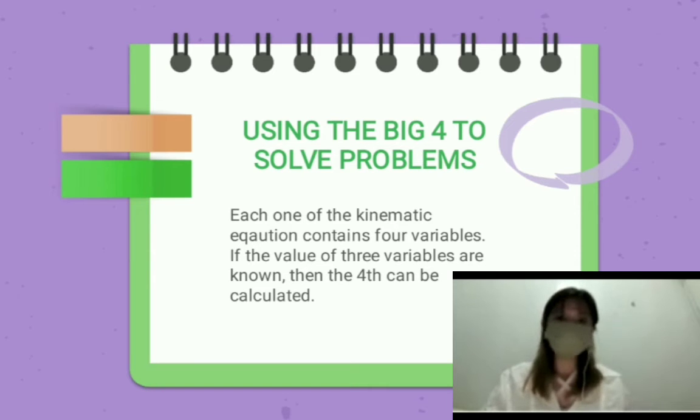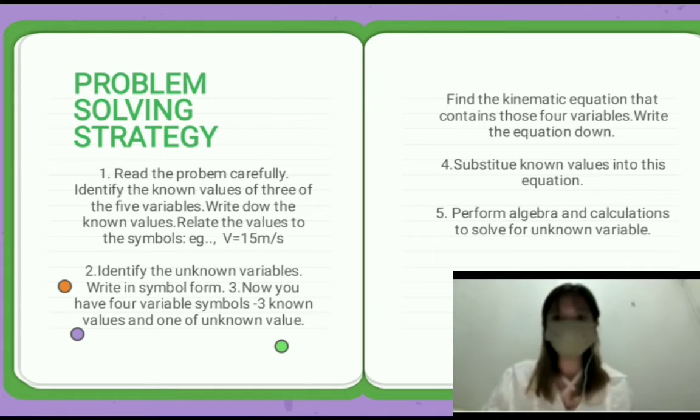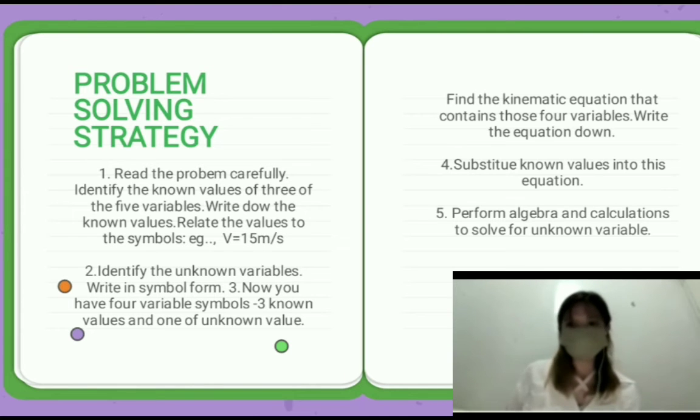So the basic strategy will go something like this. First, we're going to read the problem carefully and identify all known values, at least 3 of the 5 variables. In fact, we're going to write down the known values and relate these values to the symbols that are used in the equation. For instance, we might say something like vo equals 15 meters per second. And we're going to identify the unknown variable in symbol form. For instance, we might say find d.